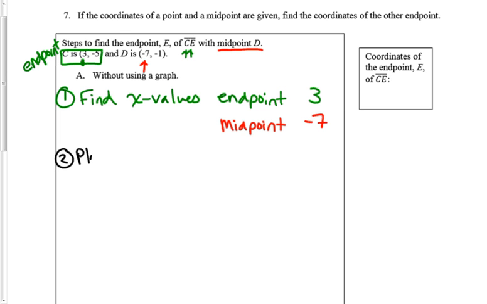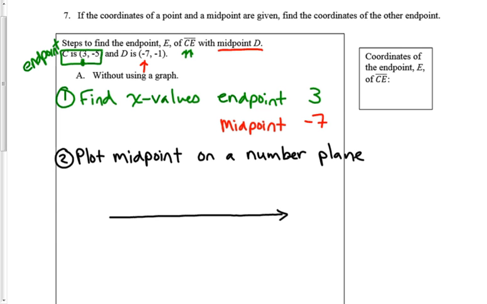And I'm going to plot them very specifically. I'm going to start by plotting the midpoint, because the midpoint has to be in the exact middle of my segment. And again, I'm just on a number line. I'm not on a coordinate plane, so I don't need to write all the numbers involved. I don't need them. It's not going to help me.